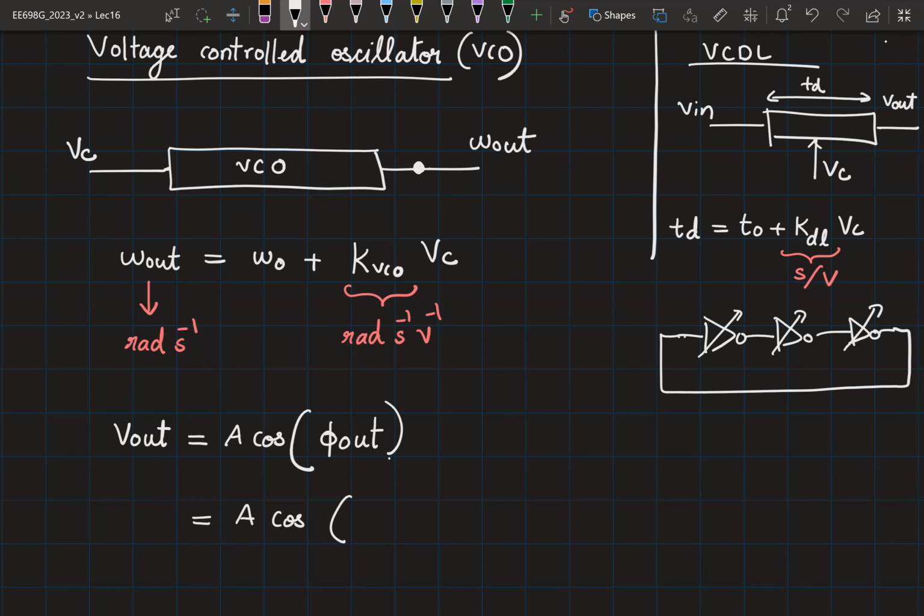Right? So I know that if I know what is the total phase of the signal, I can write it as a cos of total phase. Assume that it is a cosine wave, right? What I have is an expression for omega out. What is the relationship between total phase of the signal and the frequency of that signal? Is it only omega out into T?